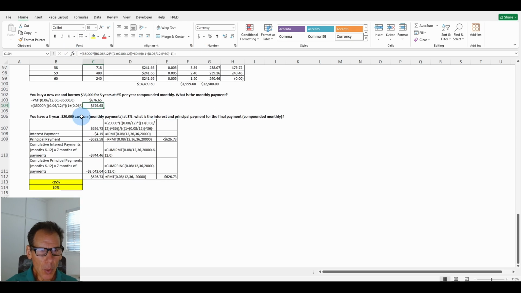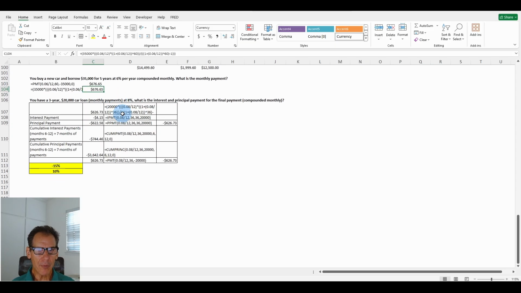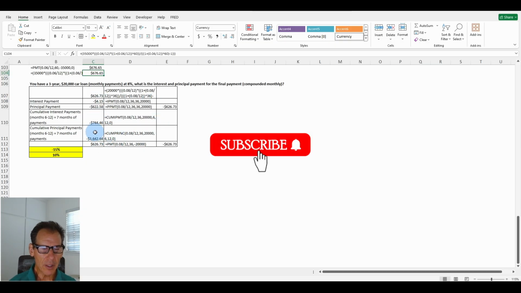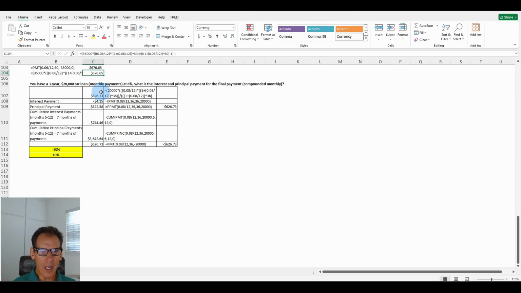You have a 3-year, $20,000 car loan, monthly payments at 8%. What is the interest and principal payment for the final payment? Here, I'm going to allow you to go through and work this out. Use the different tools and then look through and try to logically figure out what's going on here. It's all about patience, trying to get an understanding of what Excel is trying to accomplish, and then look at these formulas and get an understanding what the formulas are doing.